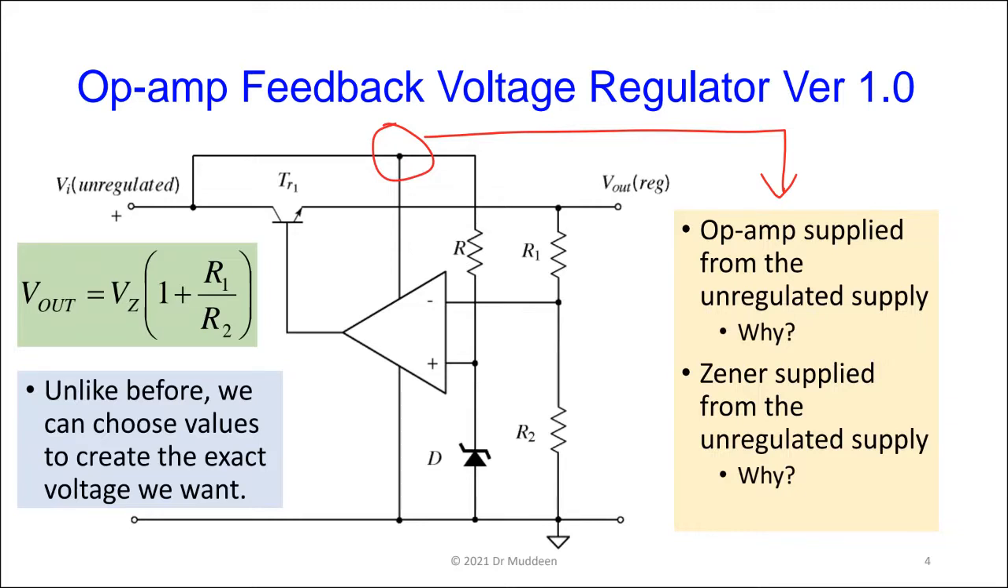First off, I am supplying the op amp from the unregulated supply. Now, why do you think I'm doing that? Because the unregulated supply, remember, could fluctuate. It has a ripple, it has a maximum and a minimum. The regulated supply is nice and level. But why am I choosing to supply the op amp from the unregulated supply?